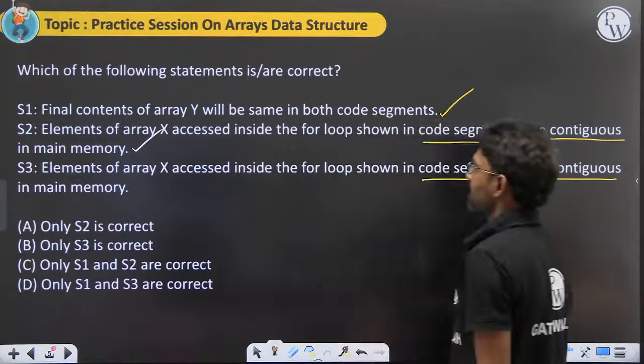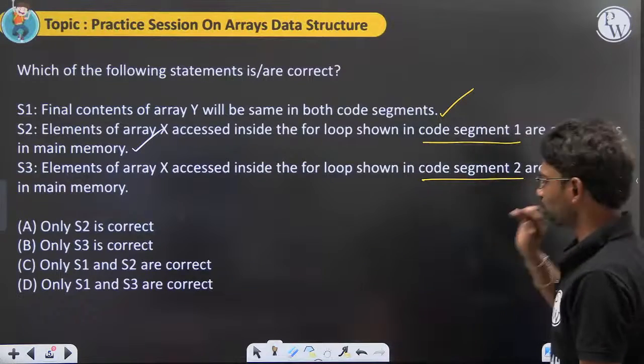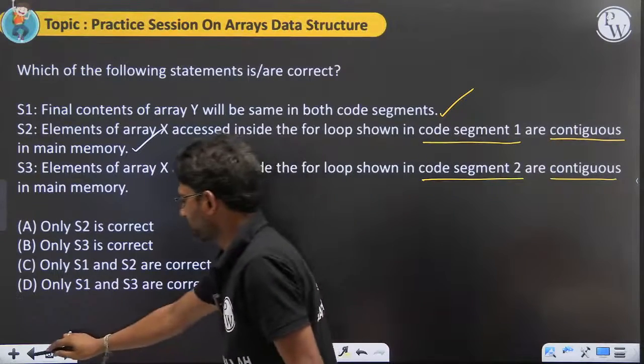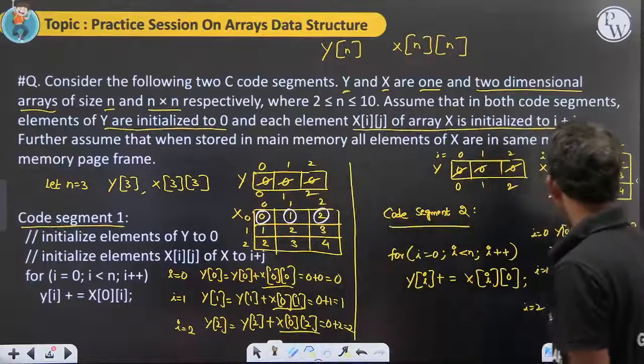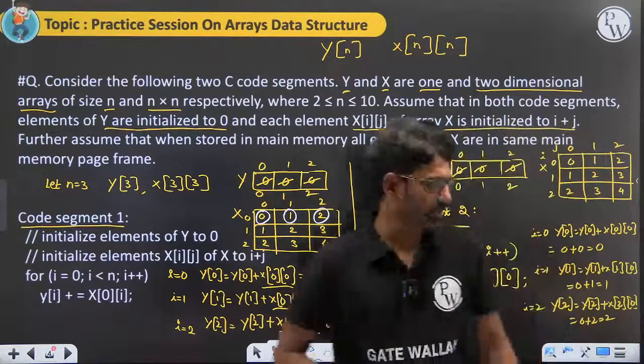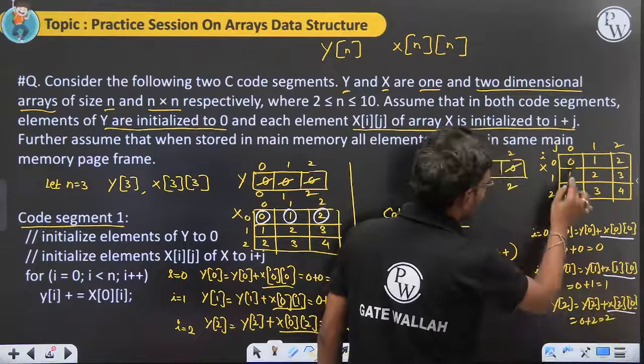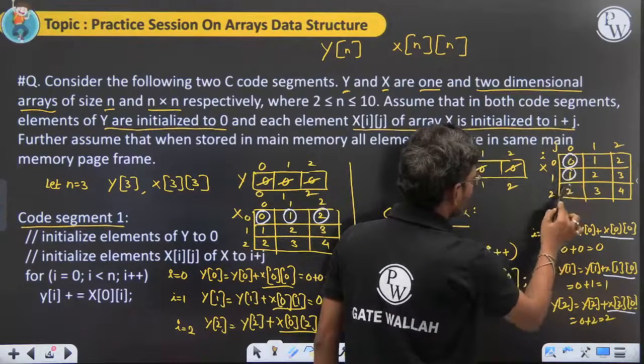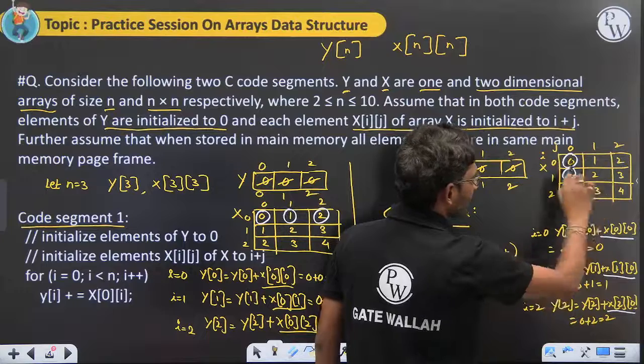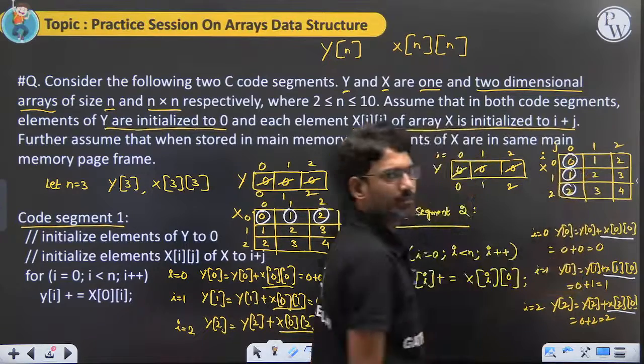Elements of array x accessed in code segment 2. What are the elements we have accessed? 0, 0, 1, 0, 2, 0, 0, 0, 1, 0, 2, 0. No, these are contiguous, but it is column wise.